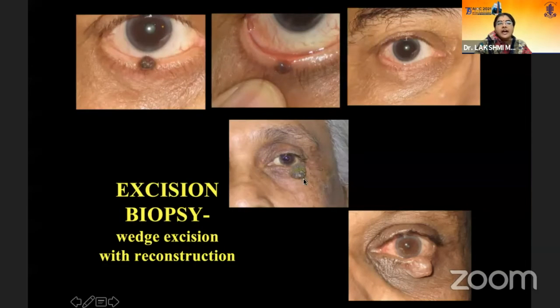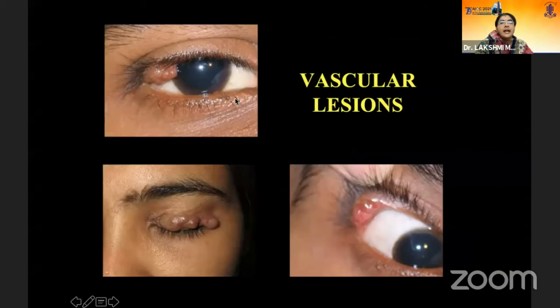Again, you see the loss of architecture, loss of cilia. This was an early sebaceous gland carcinoma. Here you can go for a wedge excision with reconstruction. And beware of vascular lesions. Don't try to do too much. First ascertain. Here you can do a small incisional biopsy because they can bleed very severely on the table.